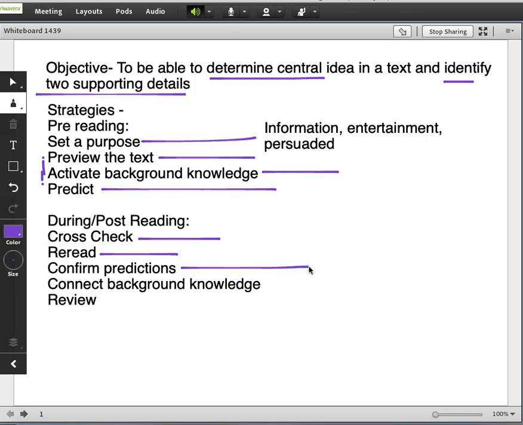Confirm my predictions. Was I right? Was I wrong? How close was I? Connect background knowledge. You're going to do this as you read. Maybe you identify with an experience that a character in the story has gone through, etc. The last is review. You are going to review what you've written down, you're going to review what you've read, and you're going to come to an idea or a consensus about your purpose, which is, again, to determine the central idea and to identify 2 supporting details.